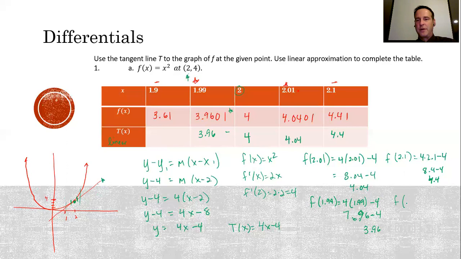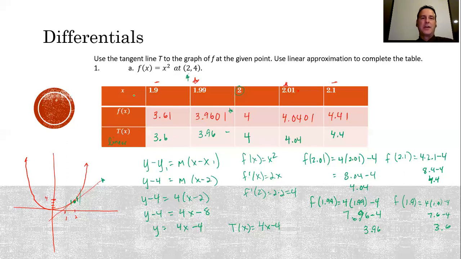So the last one is for this last value of 1.9. All right, and that's 4 times 1.9 minus 4. 7.6 minus 4 is positive 3.6. And still, we're 1/100th away. Okay, so this is what linear approximation is.